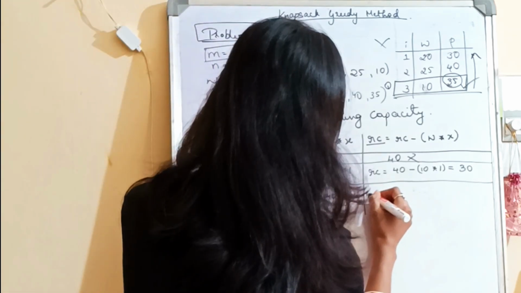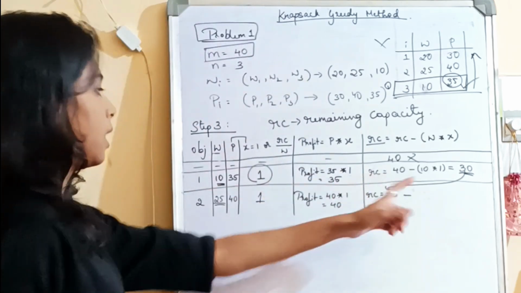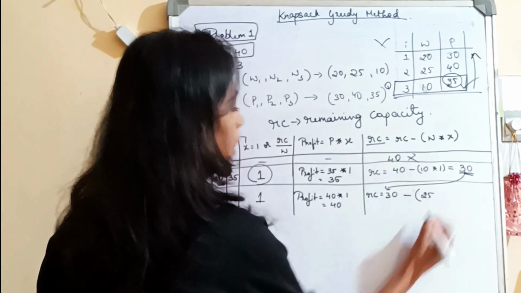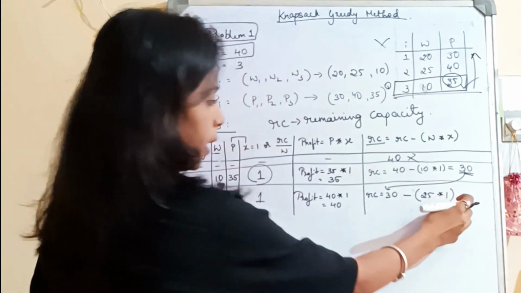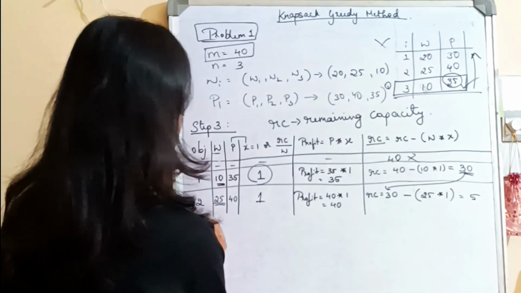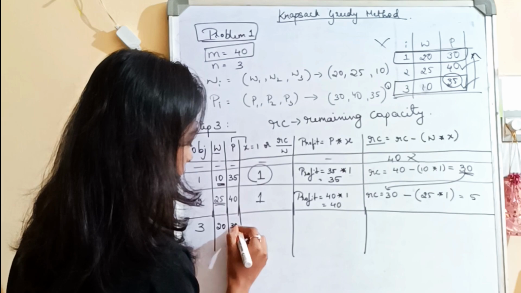Then the remaining capacity is, initially it was 30, so take it here, 30 minus, what is this weight? So weight is 25 into what is x? X is 1. So 25 ones are 25, remaining is 5. 30 minus 25 is 5. Clear? Third object weight is 20 and profit is 30.